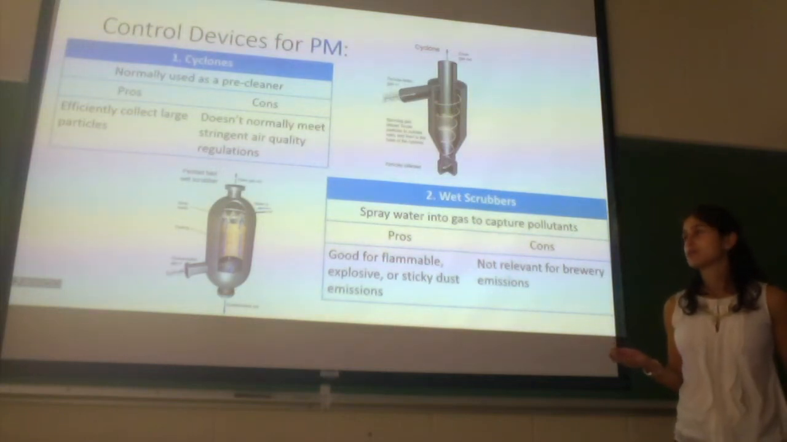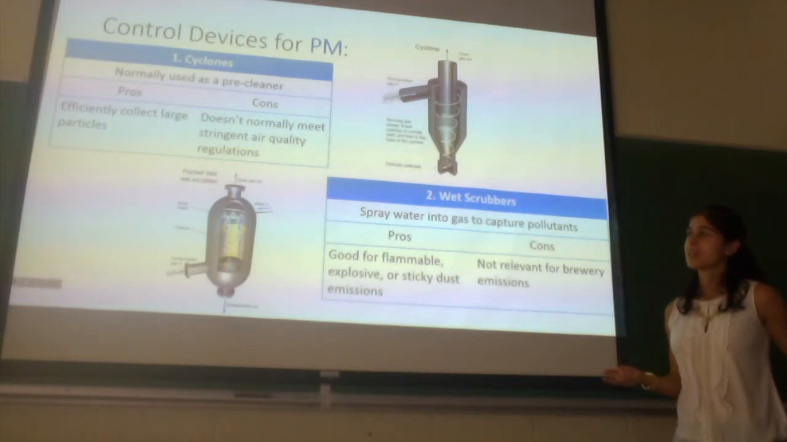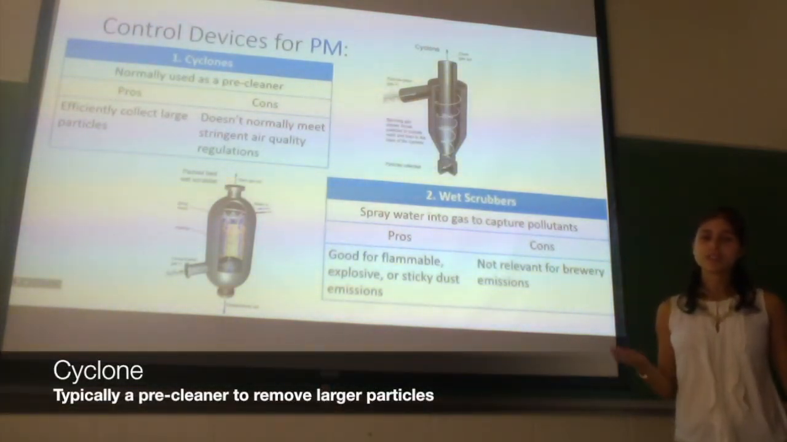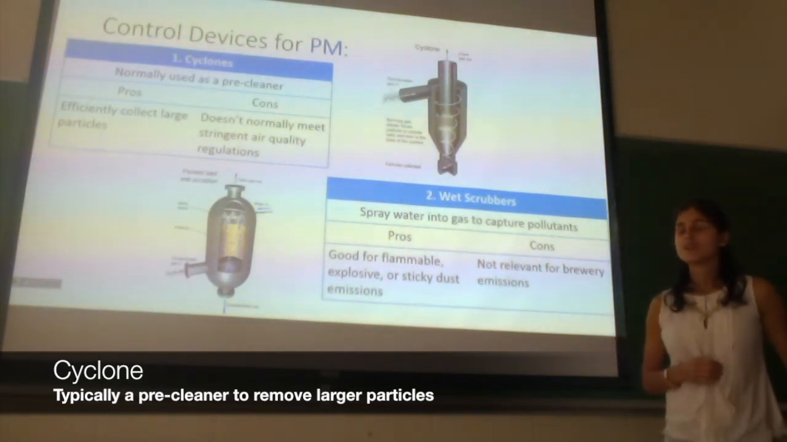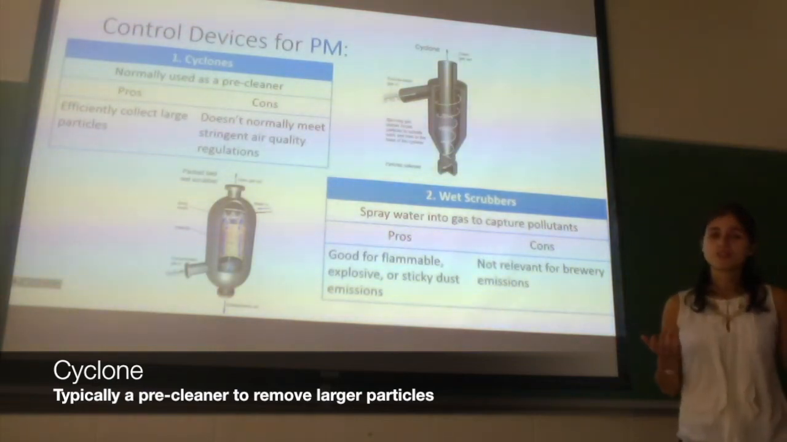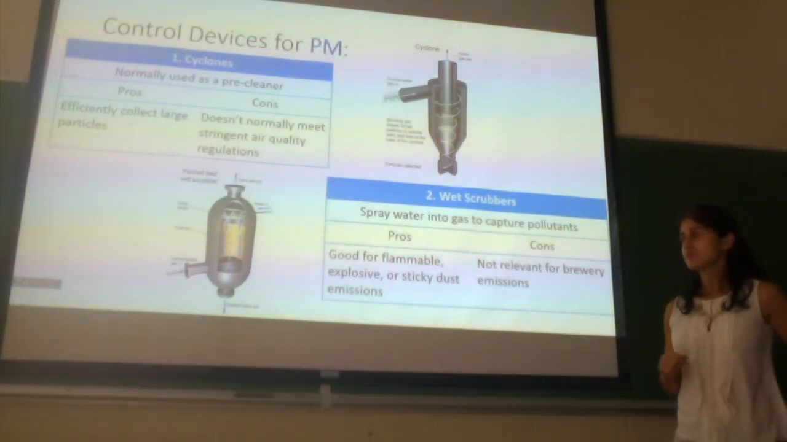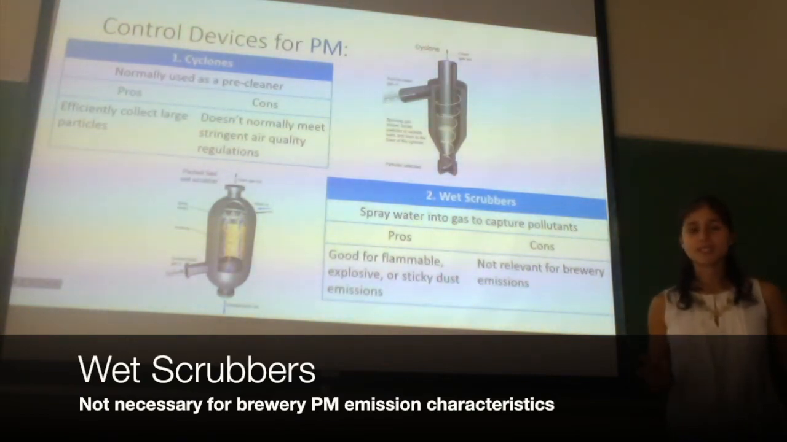So we have quite a few options on how to control the particulate matter emissions. One of them is the cyclone, which is commonly used as a pre-cleaner. The fact is that it efficiently collects large particles. However, it doesn't normally meet the stringent air quality standards, so it's not normally used on its own. Secondly, you can use wet scrubbers, and that's very good for emissions that are highly explosive, flammable, or sticky. However, those aren't the characteristics of emissions leaving a brewery, so it's not really relevant for a brewery to use.